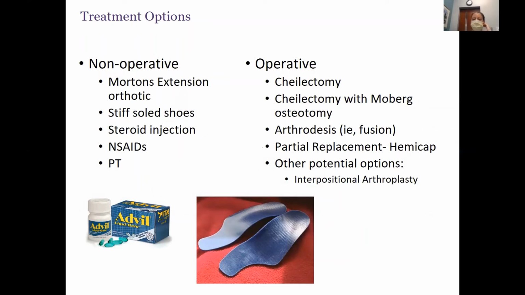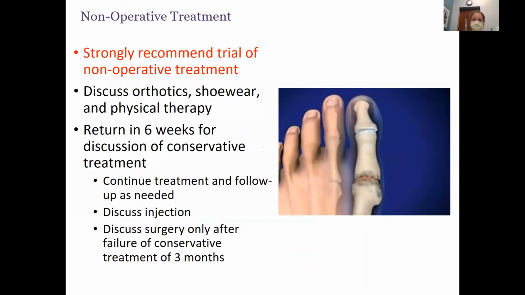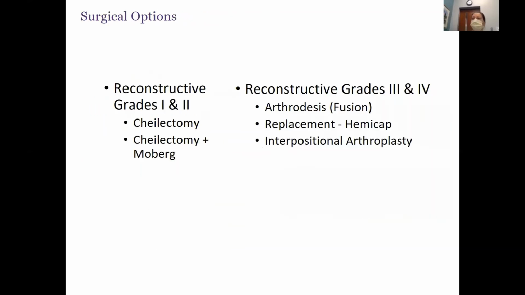And so once again, based on this, you can also start off with non-operative treatment, and then in terms of operative treatments as well, we'll go over those. So normally recommend starting off with non-operative treatment, so orthotic, shoe wear. If it's not improving after about a month and a half, you can continue with that, consider a steroid injection. We normally recommend surgery after you've failed conservative treatment for 3 months.